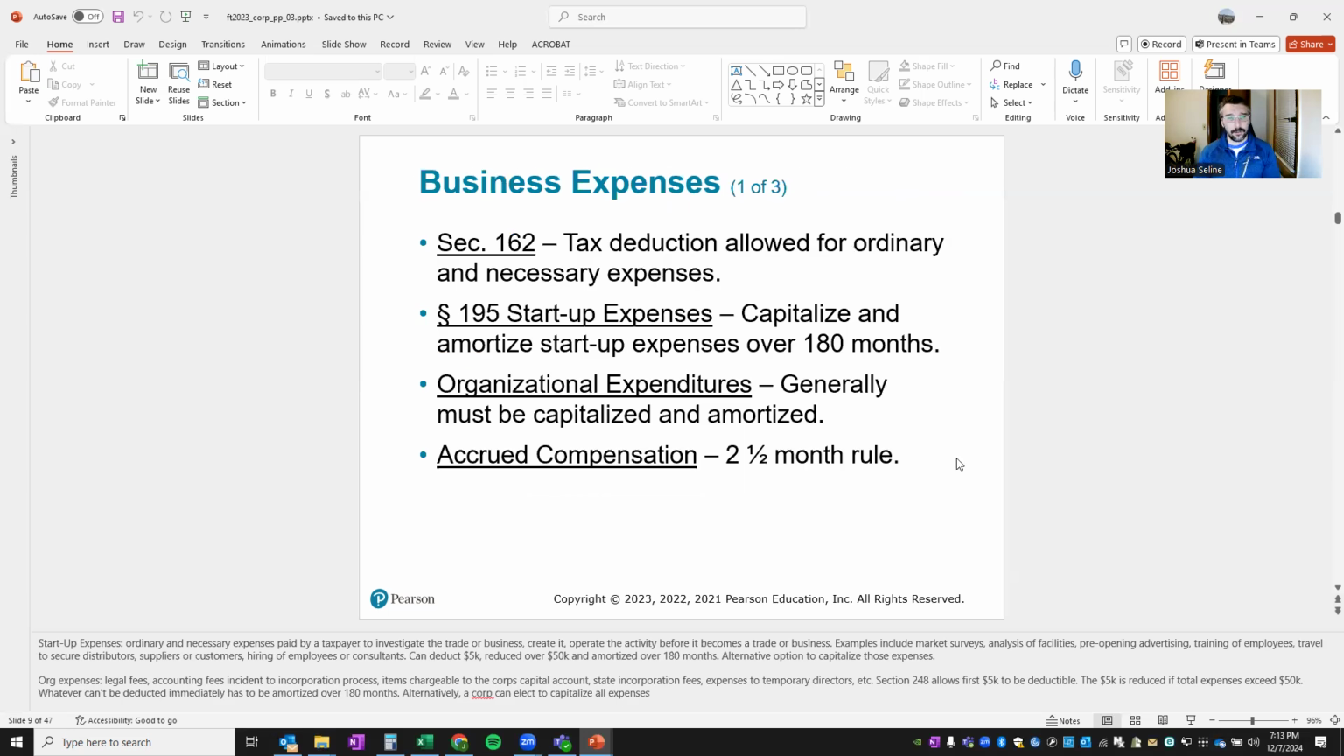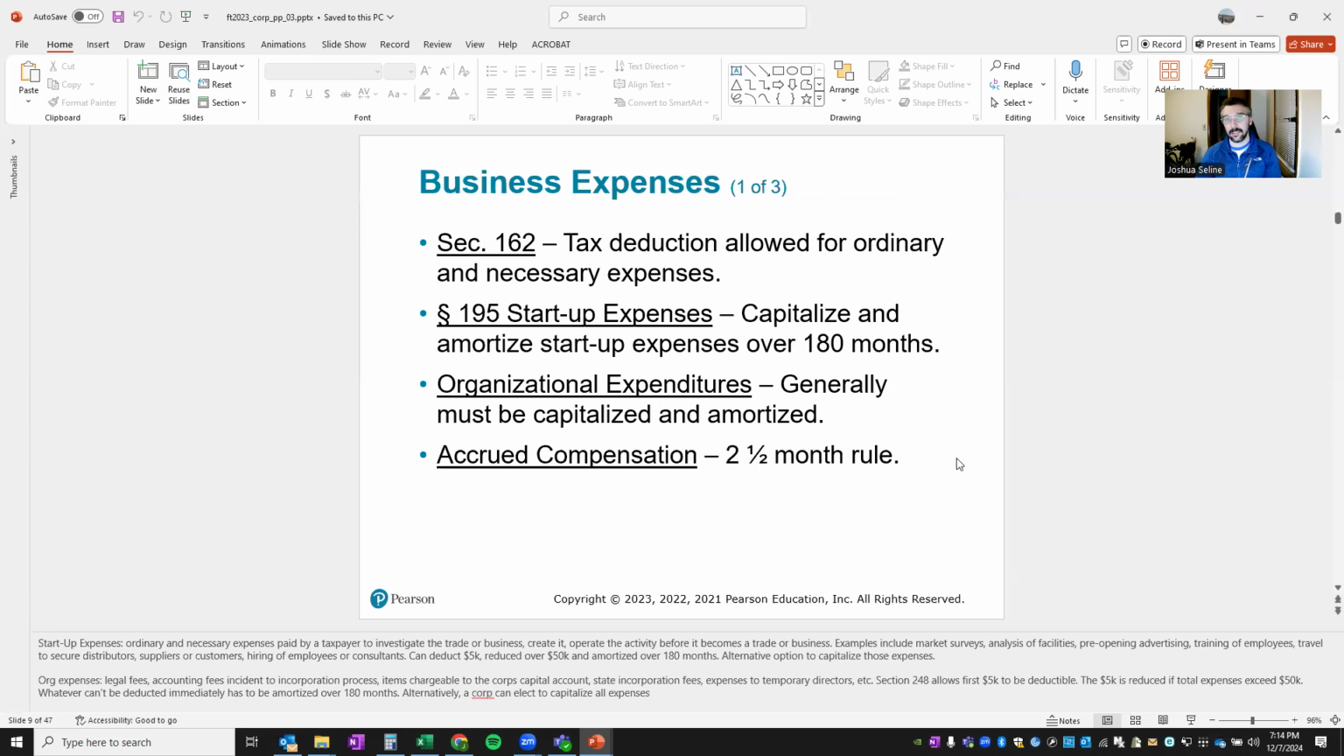So, getting into C corp business expenses. We've got Section 162, which hopefully you're fairly familiar with, allows for ordinary and necessary expenses. We've got Section 195 startup expenses. Those get capitalized and amortized over 180 months. We covered that in the depreciation chapter, I believe. Organizational expenditures generally must be capitalized and amortized, and accrued compensation has a 2.5 month rule.